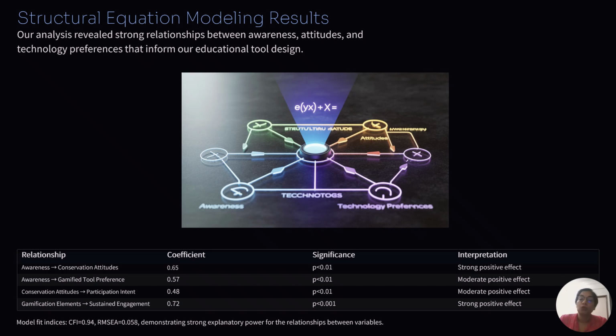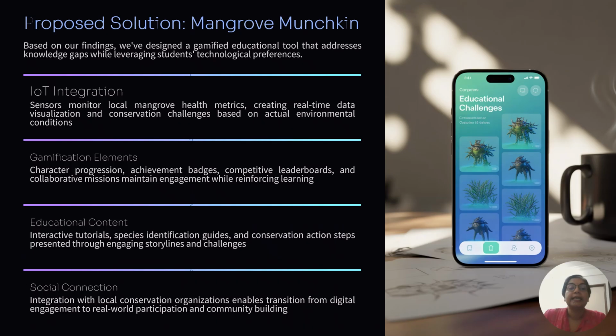Second, awareness also influences preferences for gamified tools, with a coefficient of 0.57, again statistically significant at P less than 0.01. The model fit is strong, with a comparative fit index of 0.92 and root mean square error of approximation of 0.05. In simple terms, this means when we raise awareness, we not only improve conservation attitudes, but also increase the likelihood that students will adopt technology-based learning tools.